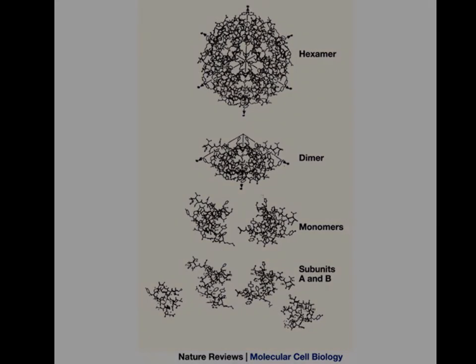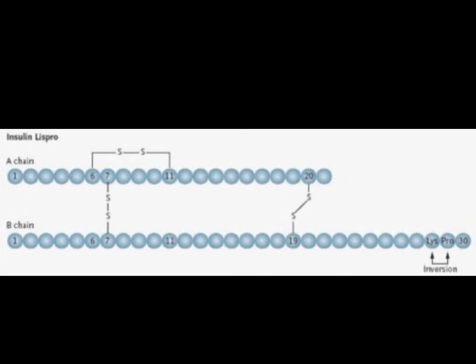Eli Lilly and Company created the first insulin analog with Lispro. It's a fast-acting insulin analog. Its trademark is Humalog. It was engineered so that the penultimate lysine and proline residues on the C-terminal end of the B chain are reversed. Now, this modification does not alter receptor binding, but it blocks the formation of insulin dimers and hexamers. So this is a much faster-acting insulin.